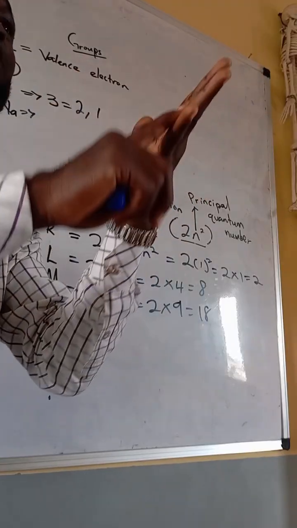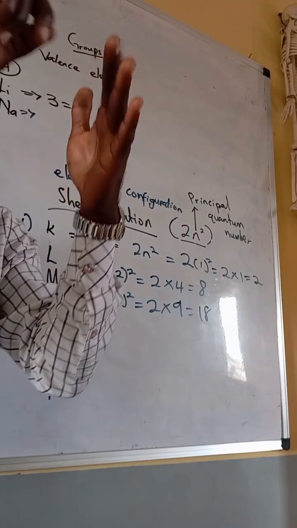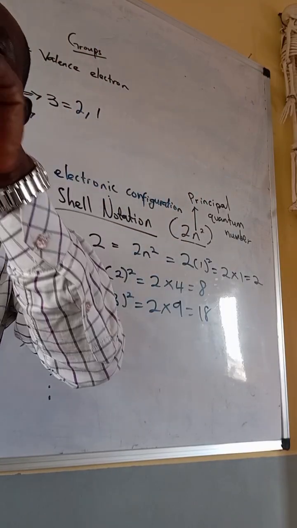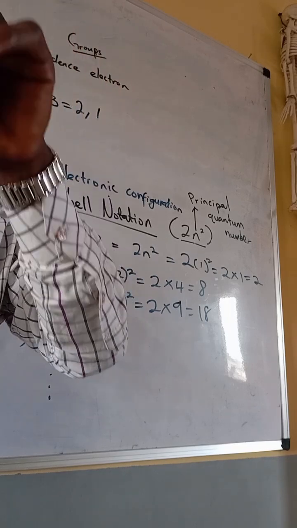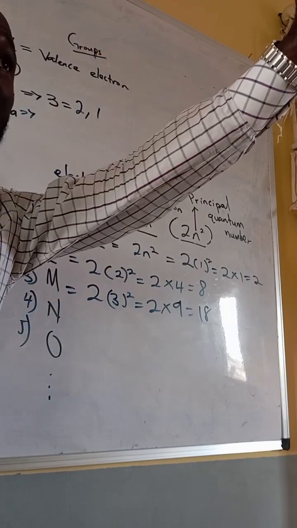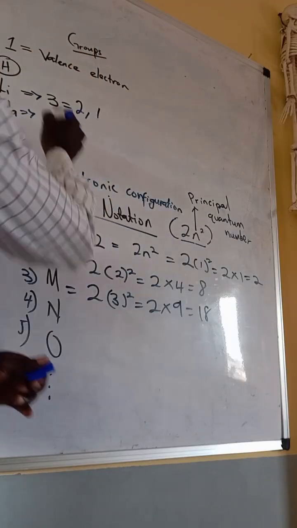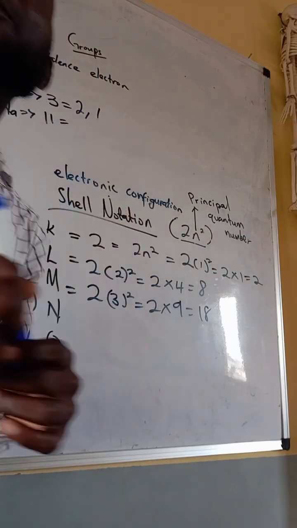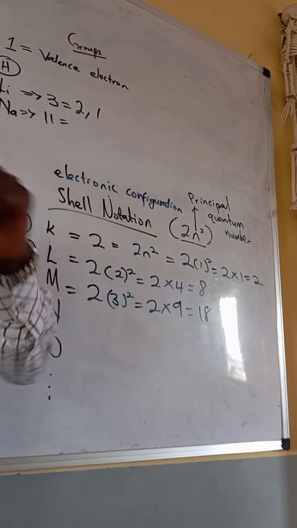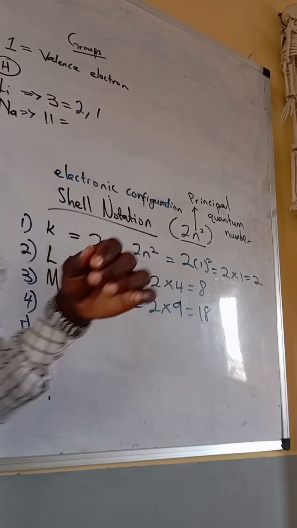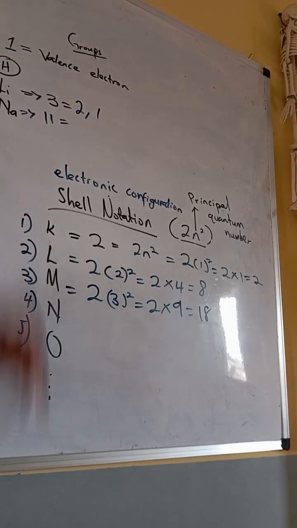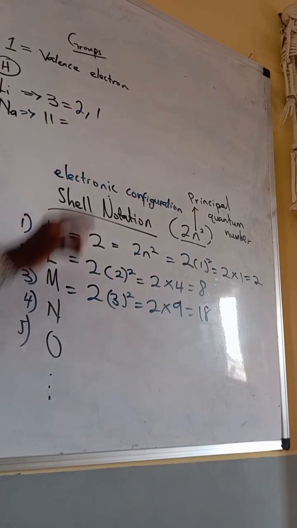Let's count. Hydrogen, helium, lithium, beryllium, boron, carbon, nitrogen, oxygen, fluorine, neon. That's number 10. The next one is sodium. Sodium is number 11. That means the atomic number of sodium is 11. The proton number of sodium is 11. Now, to know the electron number, check whether it has a charge. Does it have a charge? No. That means the electron number is also 11.